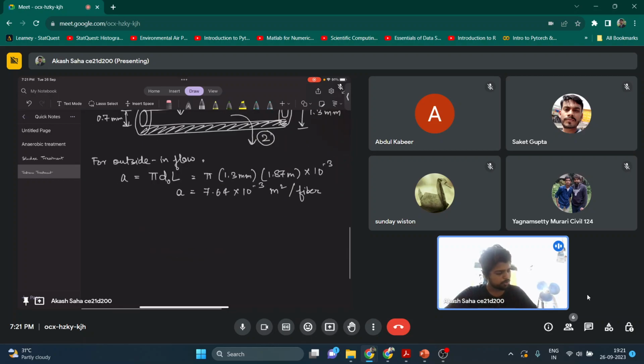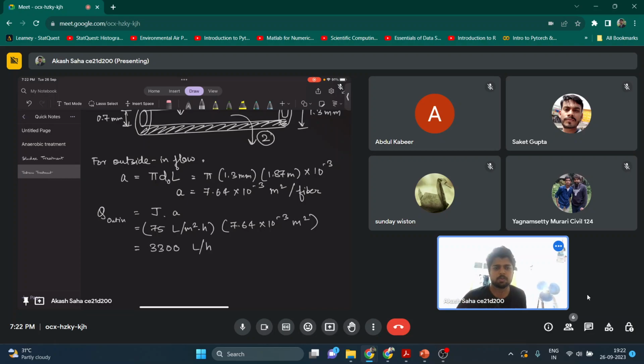So what will be my water production or the flow rate? Flow rate for outside in will be my flux J into my area. So what is my flux? Flux is 75 liter per meter square hour into area, so 7.64 into 10 to the power minus 3 meter square. So what will be my Q in this case? It will be 3300 liter per hour. So in the case of my outside inflow, my flow rate will be 3300.